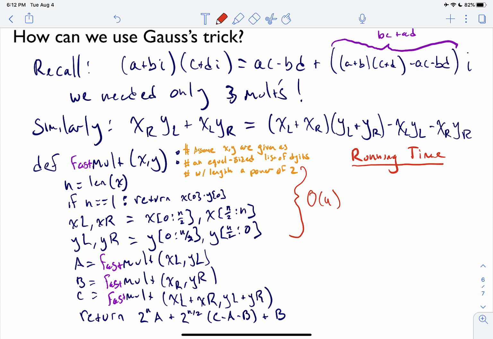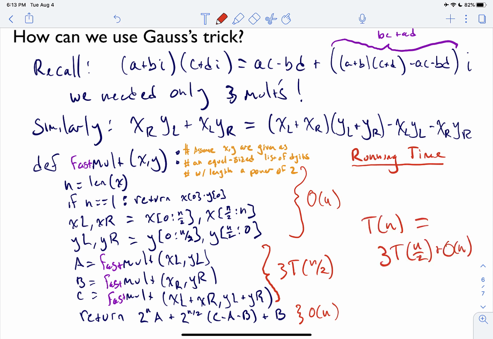Let's analyze the running time now. The first several steps, as we said, take no more than O of n time. The next 3 steps of the algorithm require 3 recursive calls to fastmult, but each of those is on numbers of size n over 2 bits. That reduction in the number of recursive calls to fastmult is very important, as we'll see. Since the last step takes only O of n time, the total running time for this algorithm can be written as T of n equals 3 times T of n over 2 plus O of n.